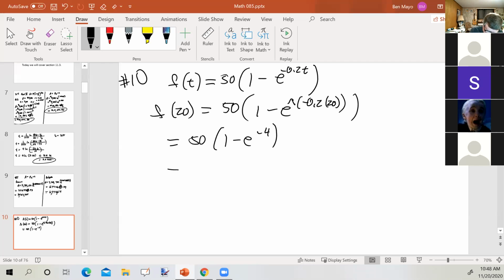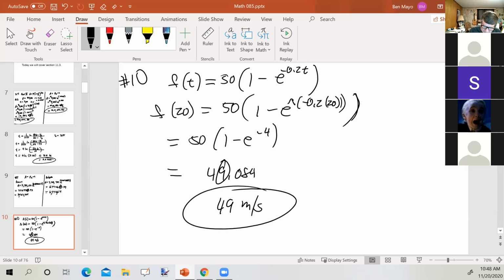Oh, nope, wrong. 50 parentheses 1 minus, and then e to the x, and my exponent is a negative 4. I need to close up my exponent, but then I also need to close up the entire quantity, okay? And when I do that, I get 49.084, et cetera, round to the nearest whole number, so 49 meters per second.